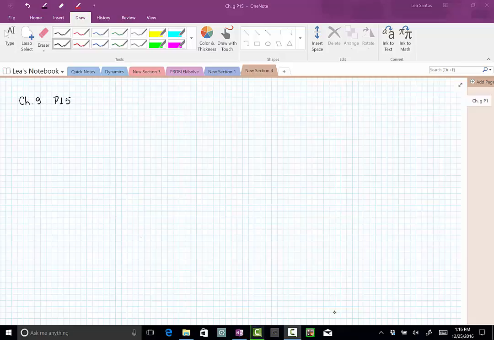Okay, so this is problem 15 of chapter 9 of Giancoli 6th edition. They want us to calculate the force Fa and Fb on a beam. So let me make the drawing that is given to us.